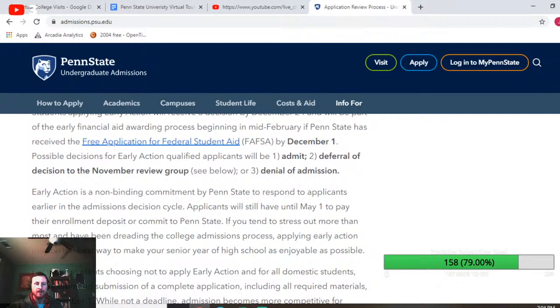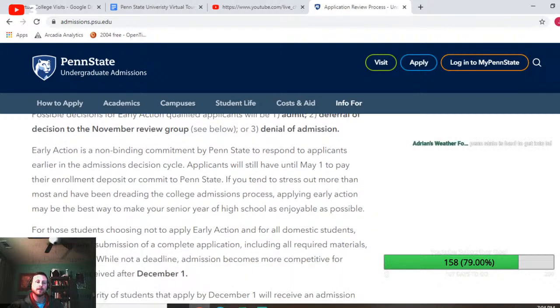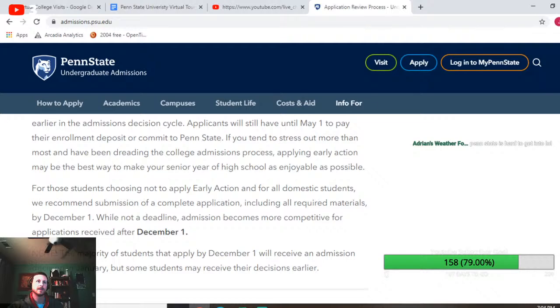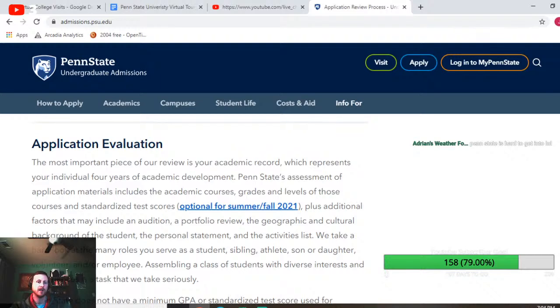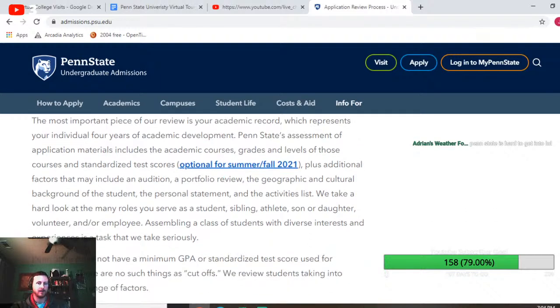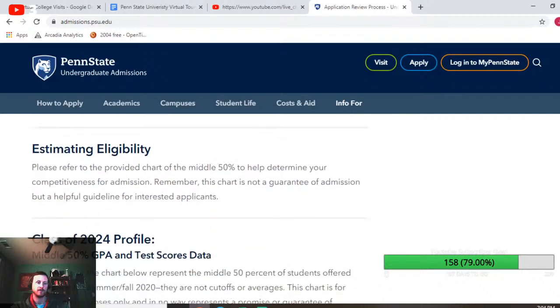Okay, so it looks like they had an admit, deferral of decision. So this is like if you apply early, you'll get deferred. So basically, they'll tell you to apply again, and then you'll go through the whole thing again. Or denial of admission. My guess is that if they deny you fully in an early action, your chances of getting in are probably super slim. Penn State is hard to get into. Yeah, I would definitely agree with that, just based on the total number of profiles.